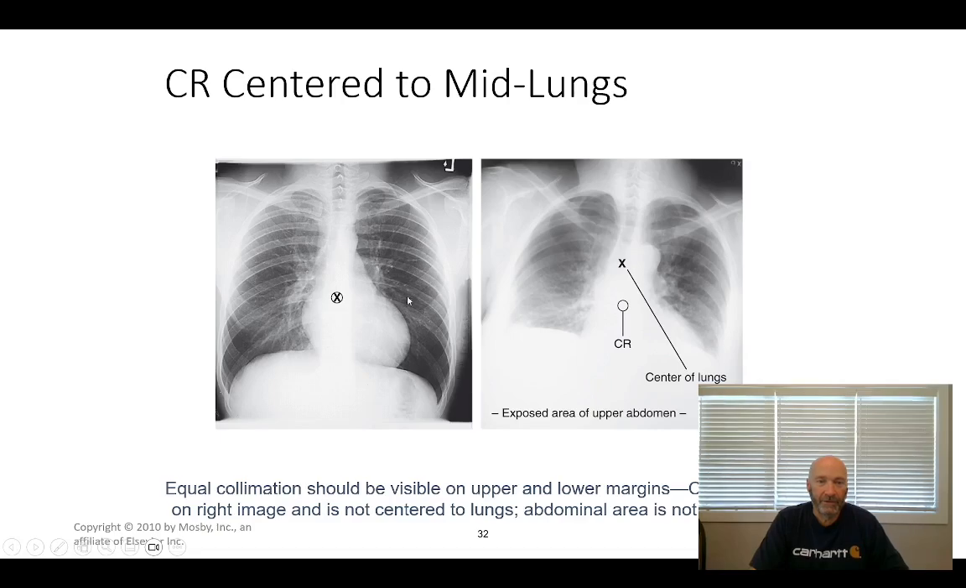So this is just showing you that, like in this case, the center of the central ray may have been here, or the center of the lungs was here, and the central ray should have been here. And what that gave us was a large area of exposed upper abdomen. So sometimes you're not going to know, because you can't possibly know how sick the patient is. We've got some other positioning errors that we're going to talk about here in a minute. If you look at where the clavicles are, this is the aortic arch.